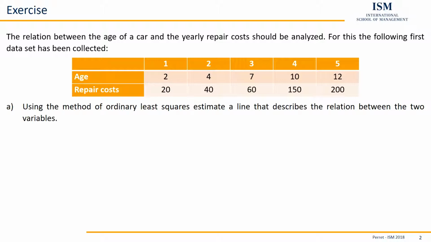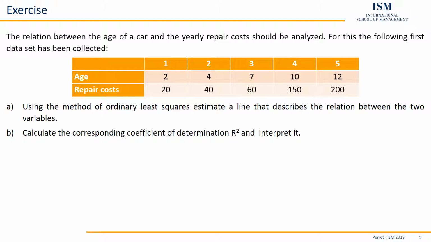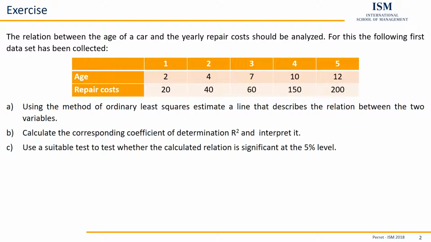And A, using the method of ordinary least squares, estimate a line that describes the relation between the two variables. And B, calculate the corresponding coefficient of determination and interpret it. And finally C, use a suitable test to test whether the calculated relation is significant at the 5% level.